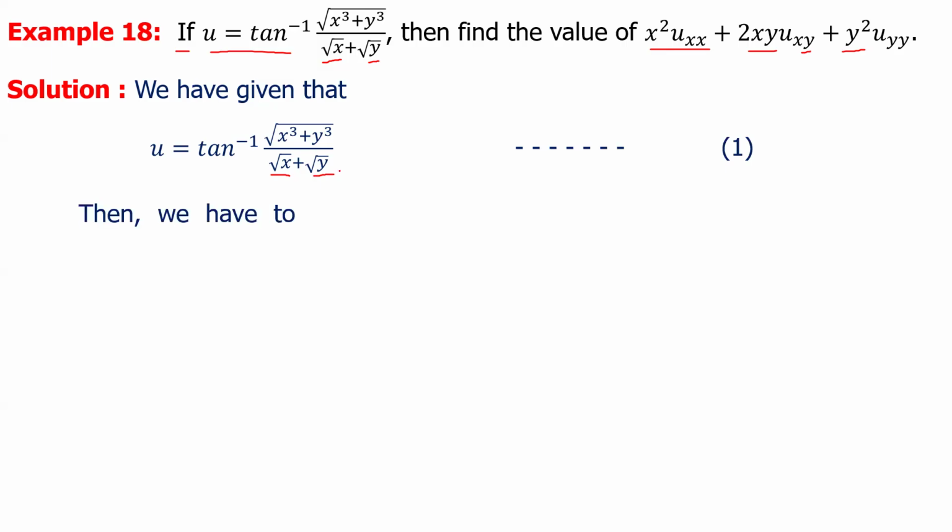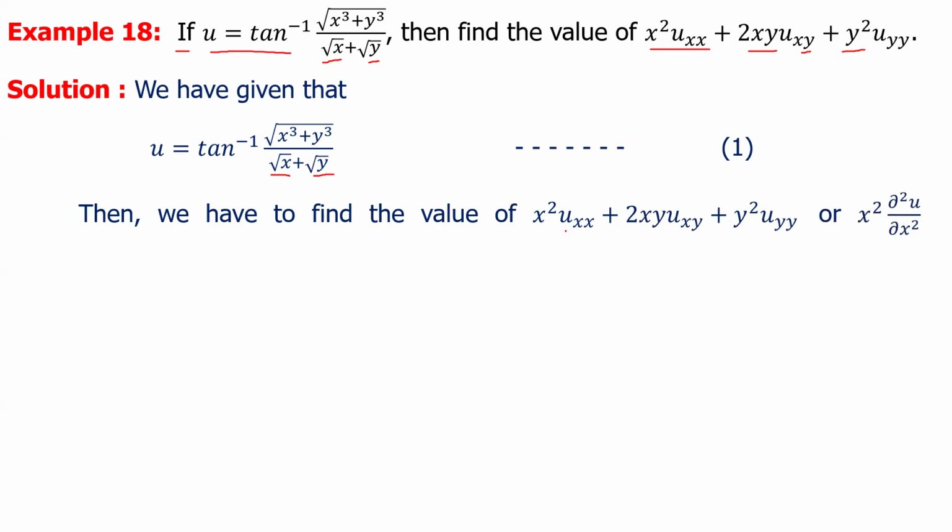Then we have to find the value of x square uxx, meaning the second order partial derivative of u with respect to x, plus 2xy uxy plus y square uyy, or x square del 2u del x square plus 2xy del 2u del x del y plus y square del 2u del y square.